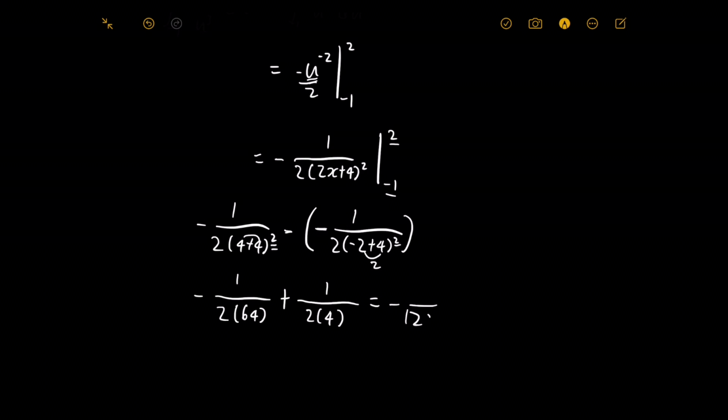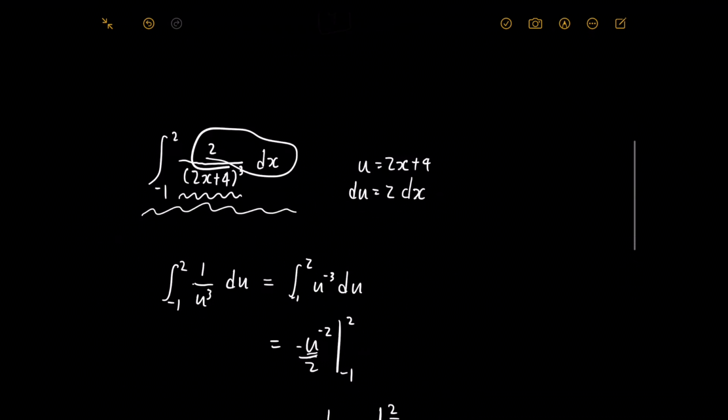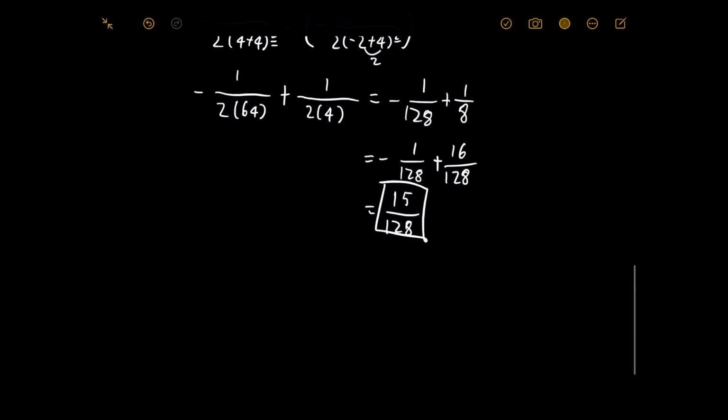Again, this is then equal to negative 1 over 128 plus 1 over 8. And this is again 16 over 128 minus 1 over 128, which is equal to 15 over 128. So this is the answer. So the area under this function from negative 1 to 2 is equal to 15 over 128.